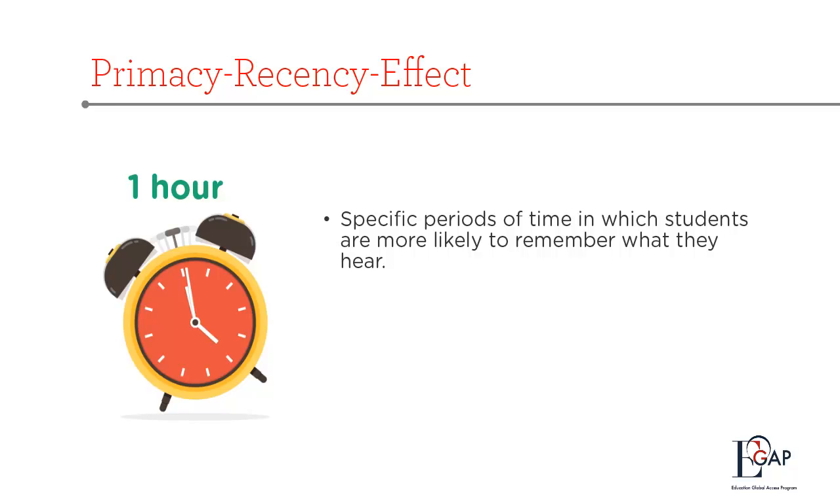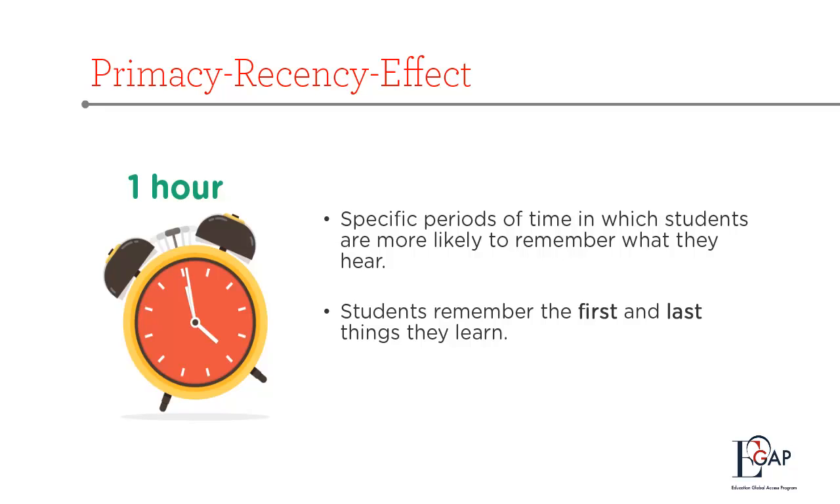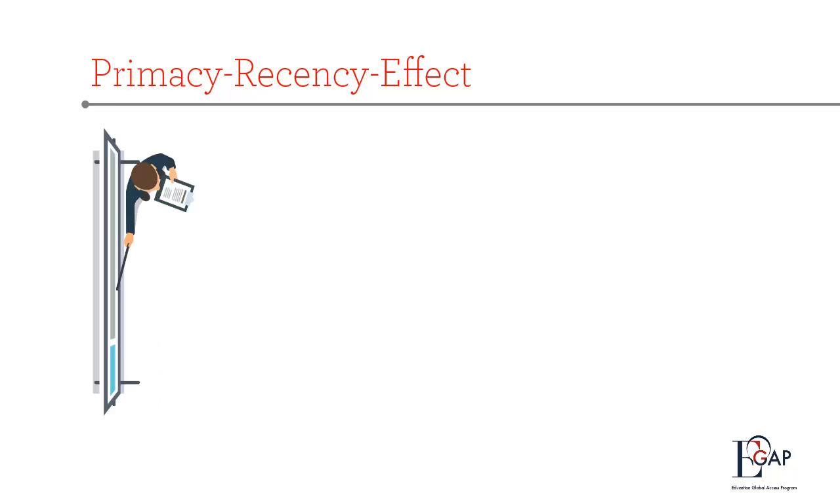This is called the Primacy Recency effect. And it tells us that when learning new material, students are better able to remember the first thing they learn, followed by the last thing they learn. Knowing this, you can organize your lessons to help your students remember the material better. During a 60-minute lesson, teach new material first, that is, in the first 20 minutes.